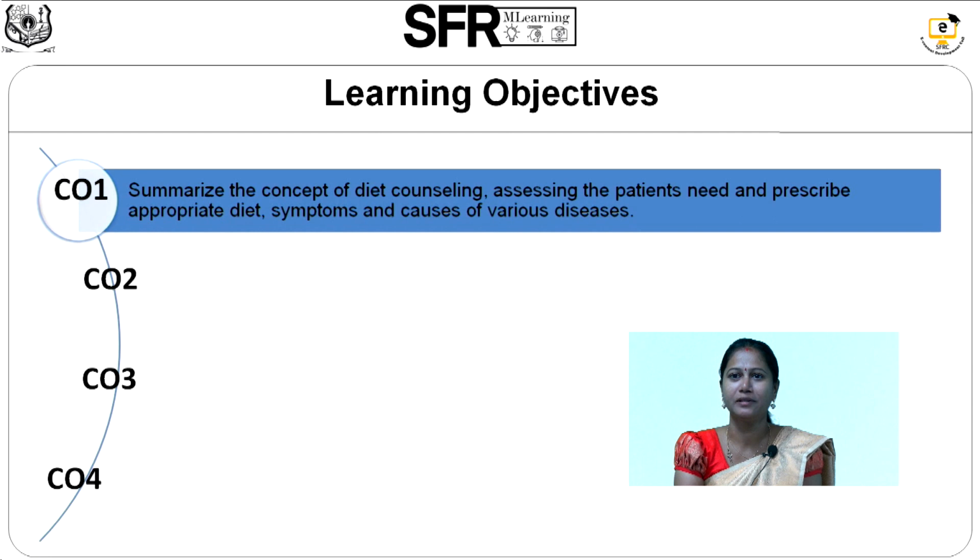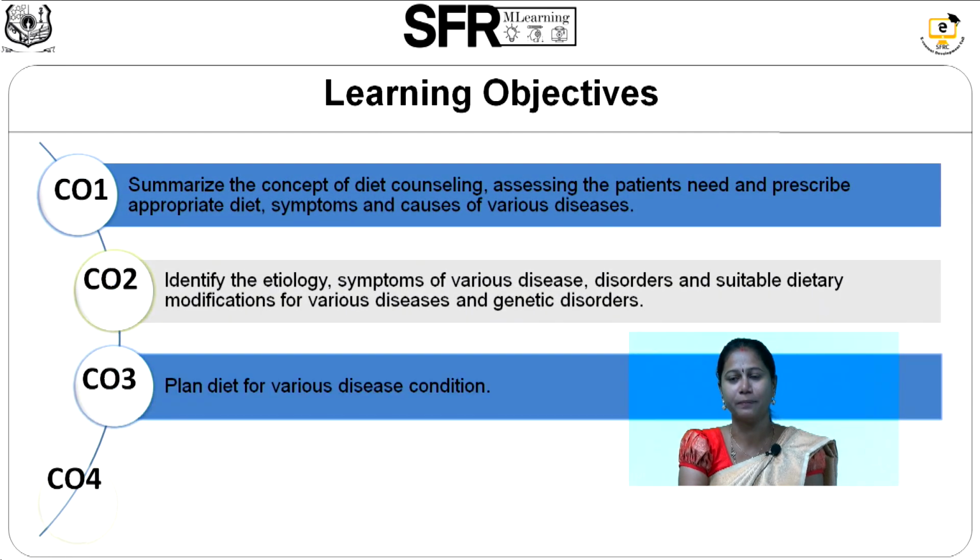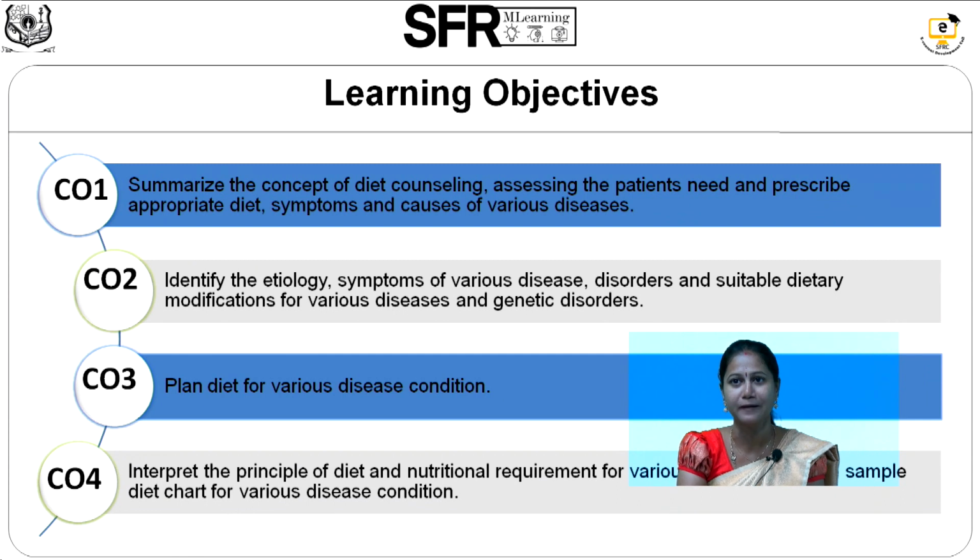So in this paper, a learner will be able to summarize the concept of diet counseling, and he or she will be able to identify the etiology and symptoms of various diseases and suggest and modify diet accordingly. And also one will be able to plan diet for various disease conditions and deficiency diseases.